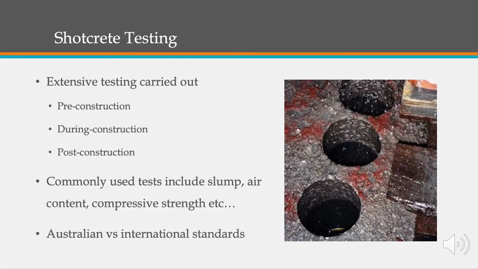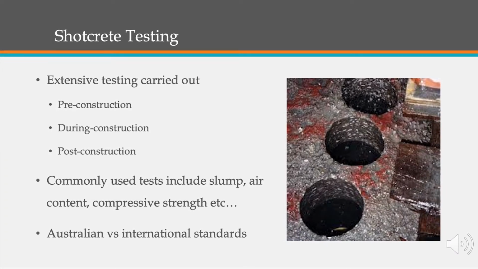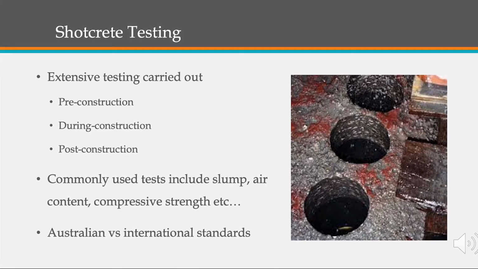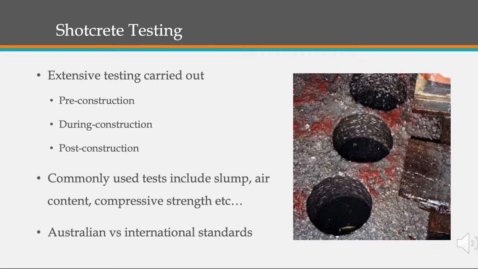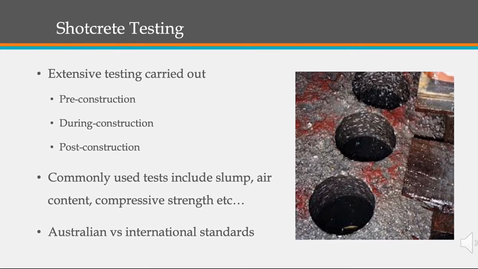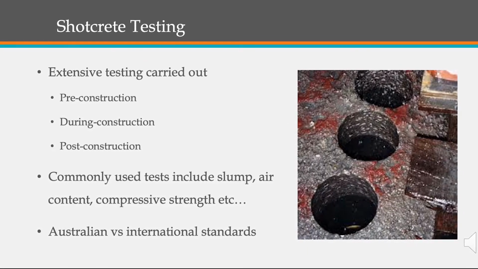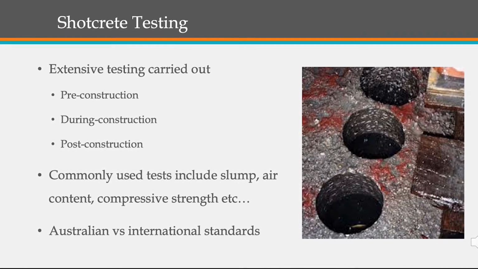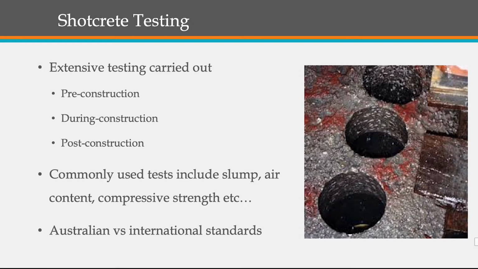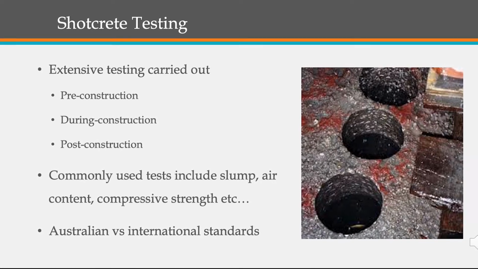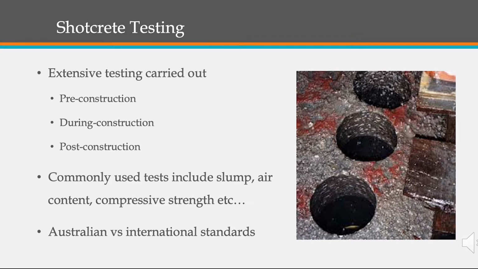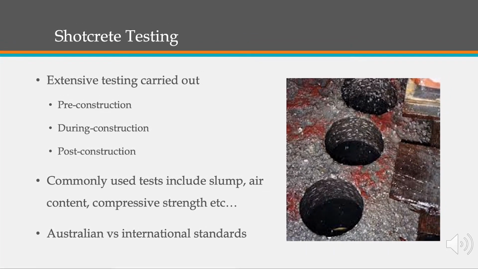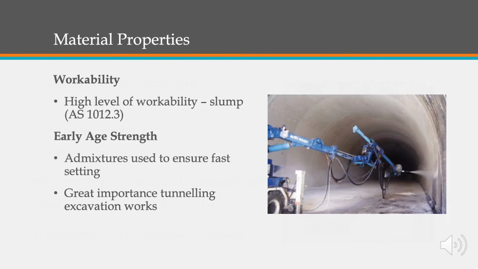As with all concrete, extensive testing is carried out on shotcrete to make sure it meets performance requirements. Testing is conducted before, during, and after construction. Tests such as slump, air content, and compressive strength are all commonly used on shotcrete. When there is an Australian standard relevant to the testing method, such as Australian Standard 1012 for measuring air content, it should be followed. In the absence of a relevant Australian standard, international standards should be used.